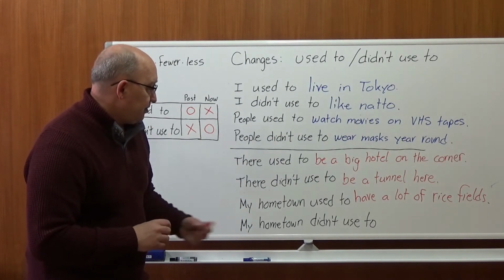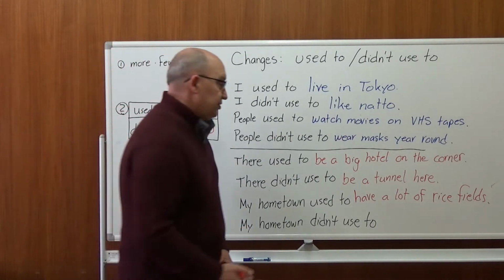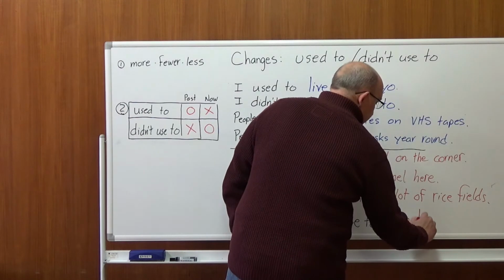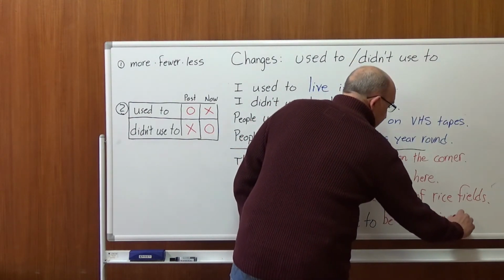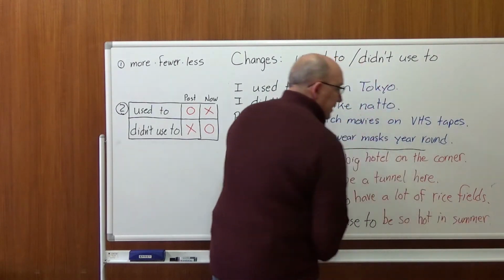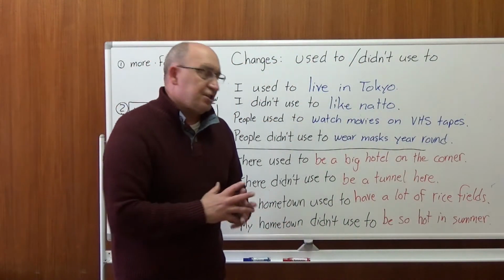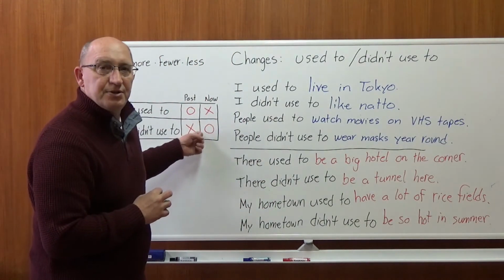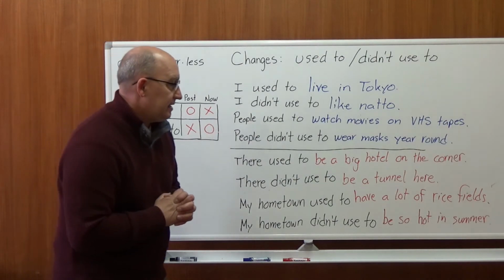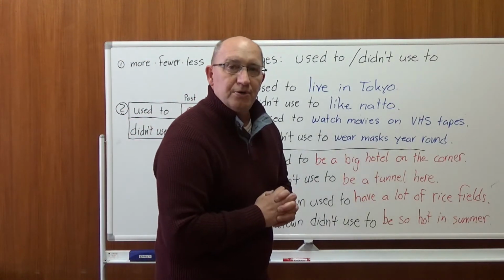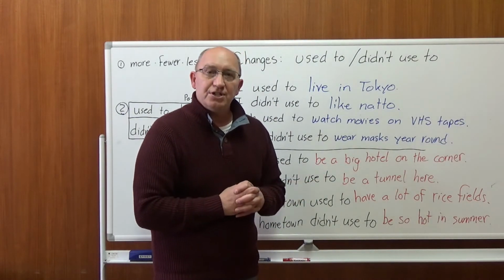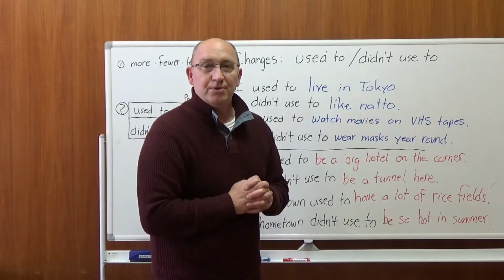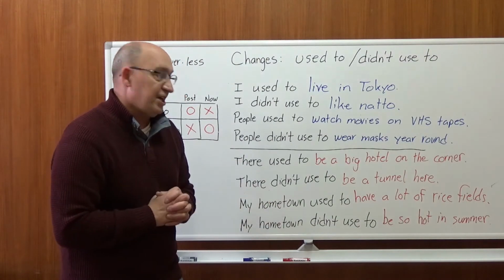One last example. For example, my hometown didn't used to, maybe talking about a change to the temperature, be so hot in summer. In the past, it was not so hot, but now it is. So maybe years ago, many people in this area did not have air conditioners. They did not need air conditioners. But now more and more homes do have them. So maybe talking about a change in the weather.